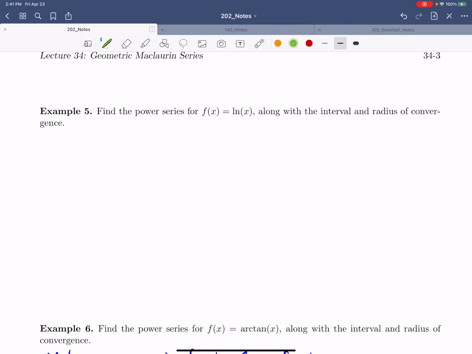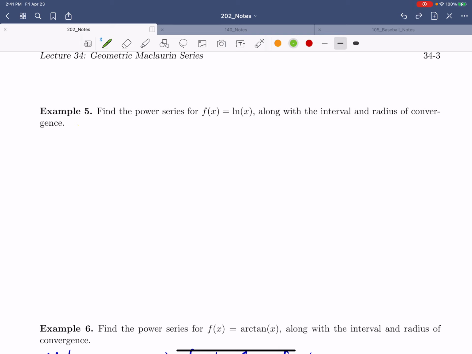Let's take a look at this bad boy. Find the power series for f of x equals ln of x, and I guess the interval and radius of convergence. So, I would have really liked it to be ln of 1 minus x or ln of 1 plus x or something. But I think we should be able to do a little bit of trickery and get an answer for this, I think.